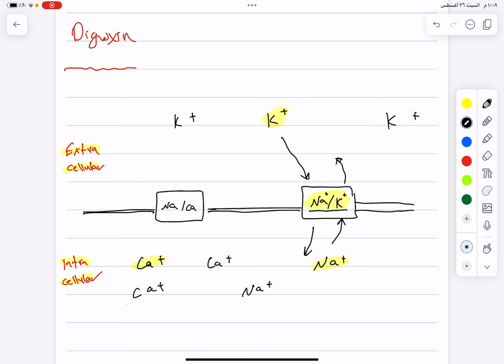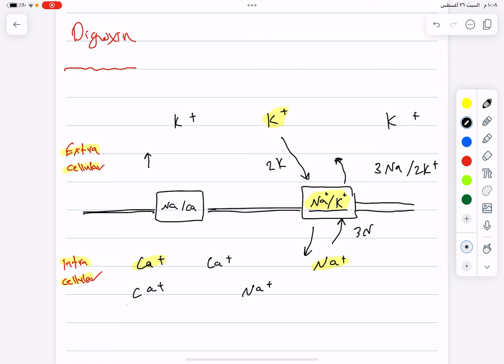Usually this is called the 3 sodium 2 potassium exchange, meaning that it exits 3 sodium in exchange with 2 potassium. This is the normal physiology.